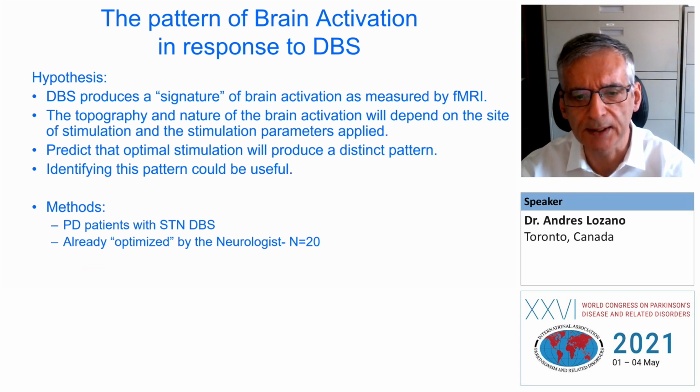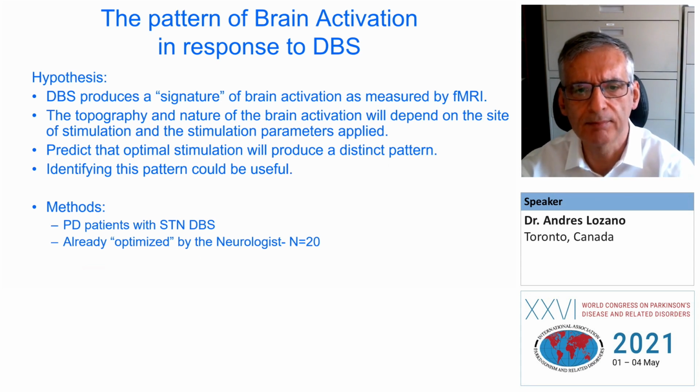To do these studies, we've chosen patients with Parkinson's disease who've had bilateral STN DBS. We first looked at 20 patients that were already operated and in whom the expert neurologist, in our case Dr. Lozano, had identified the best contact. We're asking, what is the pattern of activation when we apply stimulation at the best stimulation parameters, at the best contact, versus the other non-optimal contacts?